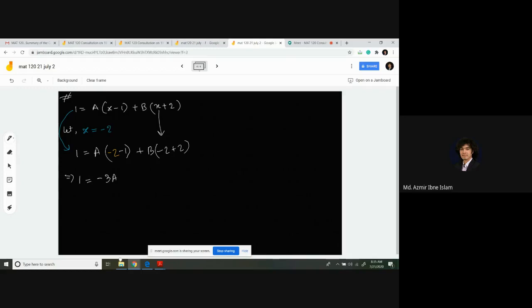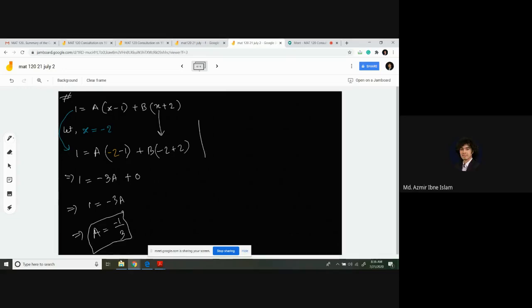So negative 3a plus 0. So finally we are getting negative 1 equal to negative 3a. So finally it is a equal to -1/3. Is that okay, my dear? Okay. Yes, sir. That's okay.